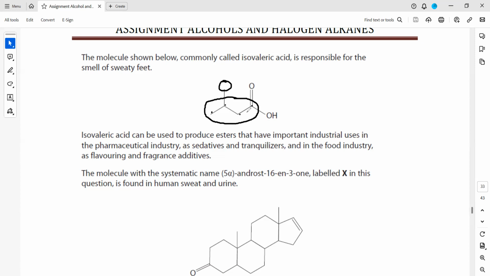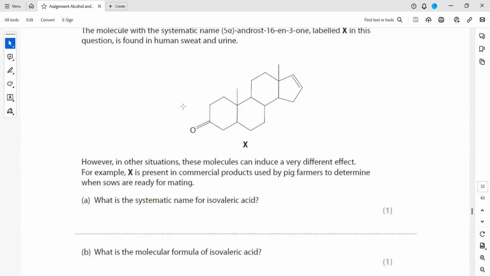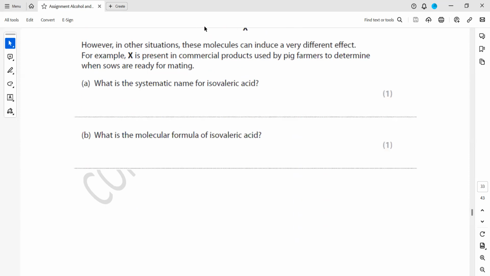So when we number the carbons, this is 1, 2, 3, 4. So at the third position, we have a carbon branch. So it is 3-methyl. And then 1, 2, 3, 4 are there, so it will be but-, single bond so -an-, and it will be -oic acid. So this is 3-methylbutanoic acid. So the systematic name of isovaleric acid is 3-methylbutanoic acid.